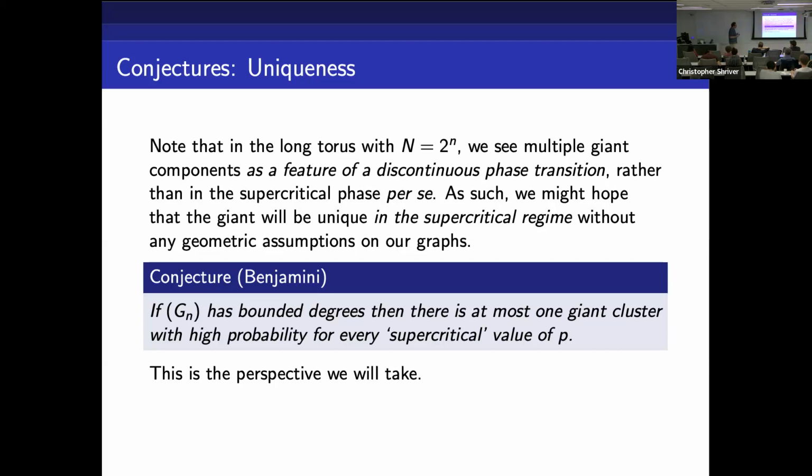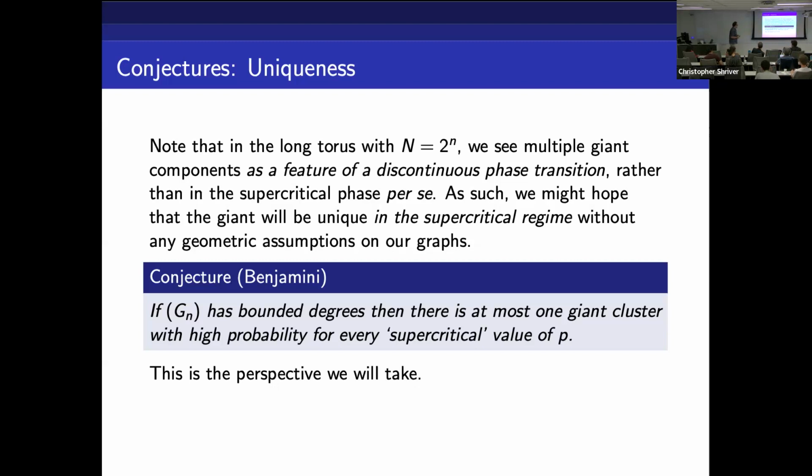Critical percolation is really hard to understand, so maybe if we cut out the critical point and just look at the supercritical phase, uniqueness of the giant is always true. It's not true for dense graphs, because we saw the example of the product of the complete graph with an edge. But maybe for bounded degree graphs, you always have uniqueness, provided you're really supercritical. I'll come back to defining that in a minute.